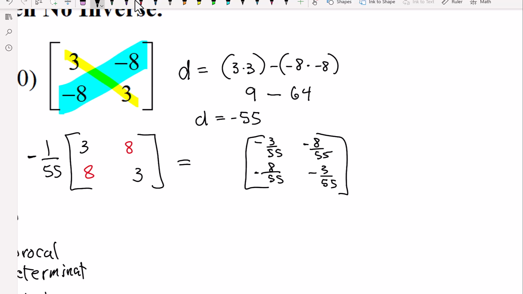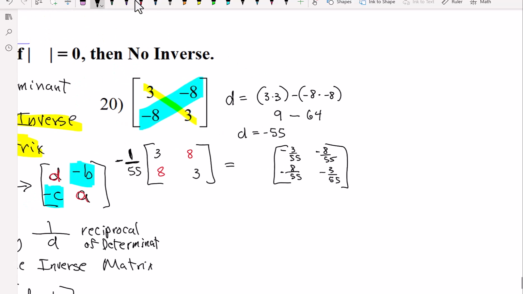All right. But oftentimes, the teacher's going to want to see this. They may not want you to do the final multiplication.